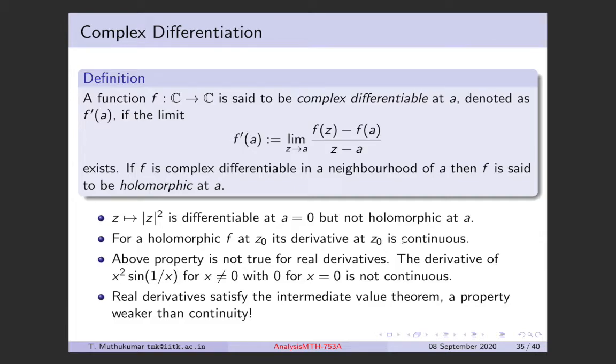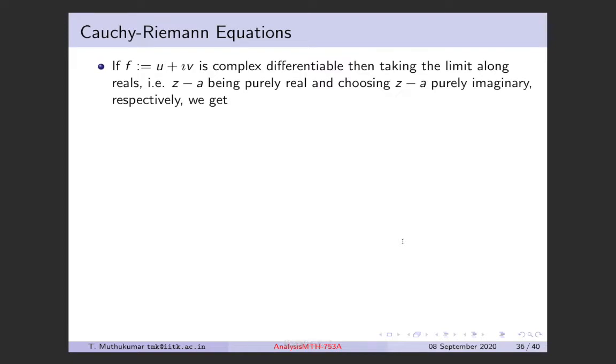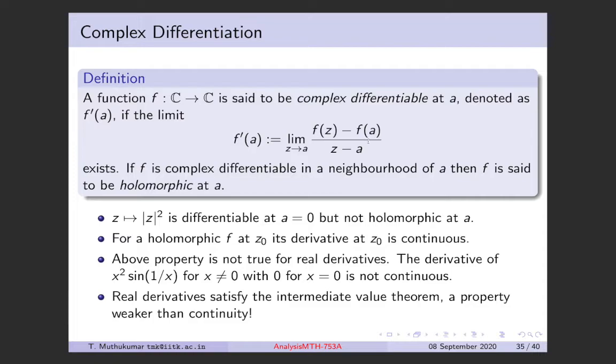Fine. Now let's look at a property of the holomorphic function. In fact, a necessary and sufficient condition is the Cauchy-Riemann equation. So let's look at this definition here again. This definition tells you that whenever this limit exists, it is called the derivative. So let's take a point A. Without loss of generality, let's take A to be 0. So let's take two situations where z approaches 0.